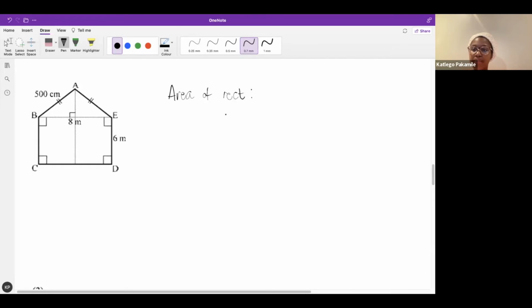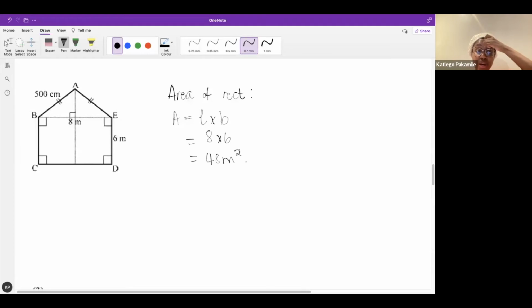How do we work out the area of a rectangle? Length times breadth. What's the length and what's the breadth? 8 times 6, which is how much? 48 meters squared. So now we're done with the area of the rectangle.